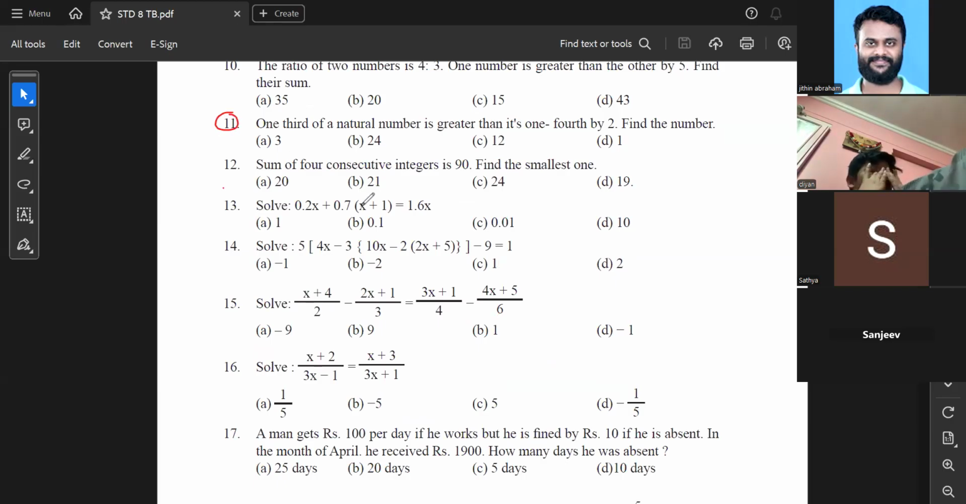The 11th one, I will definitely solve, but before I solve it, I want you guys to try this out. Even though you can find the answer, at least find the equation first. Try it out and see if you can find the equation.